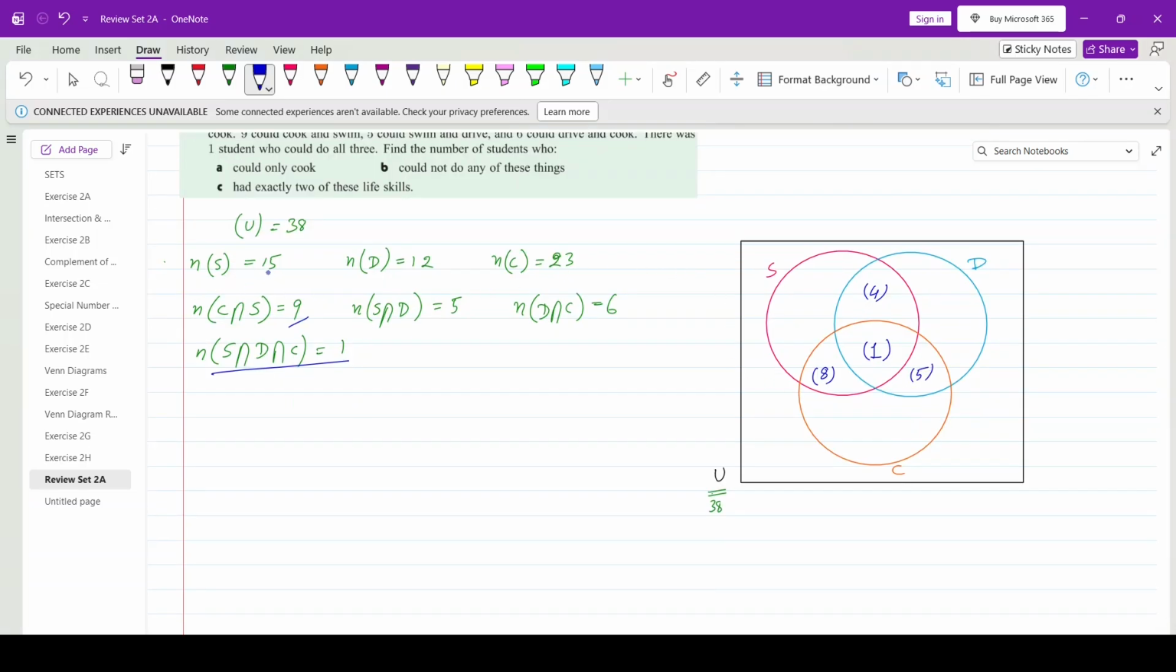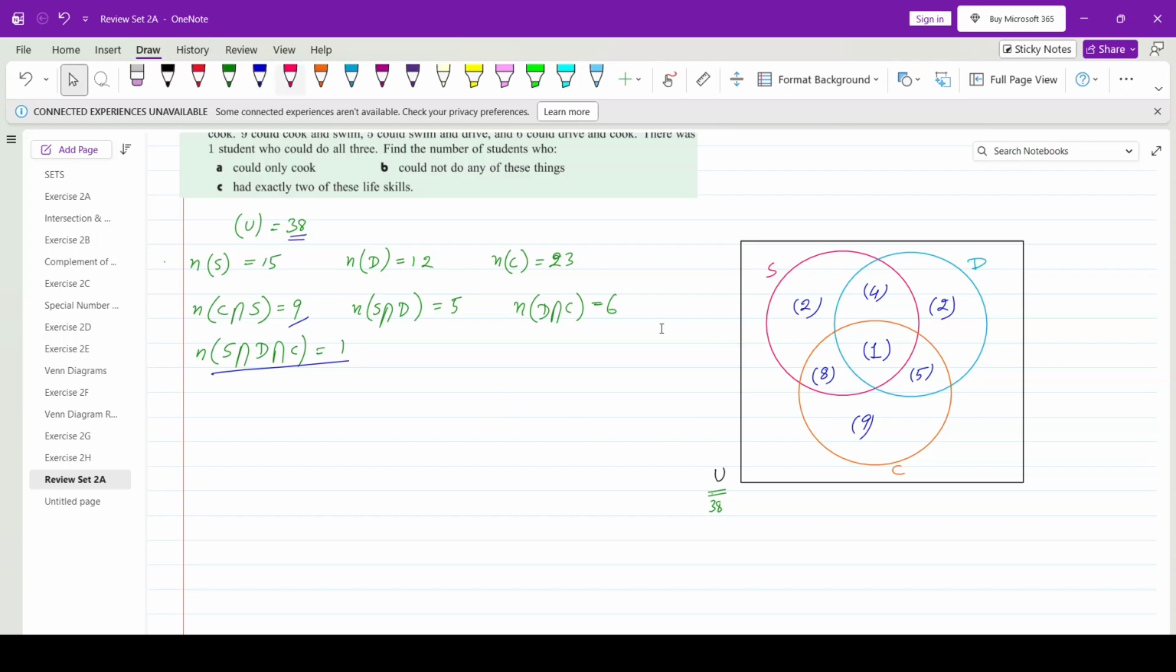Now S contains 15 elements, out of which 8 plus 4, 12 plus 1, 13 we have already written. Remaining 2 will come here. D has 12 elements, out of which 5 plus 4, 9, 9 plus 1, 10 we have already written, so 2 is going to come here. C has 23 elements, out of which 8 plus 1, that is 9, 9 plus 5, that is 14 we have already written, so 9 is going to come here.